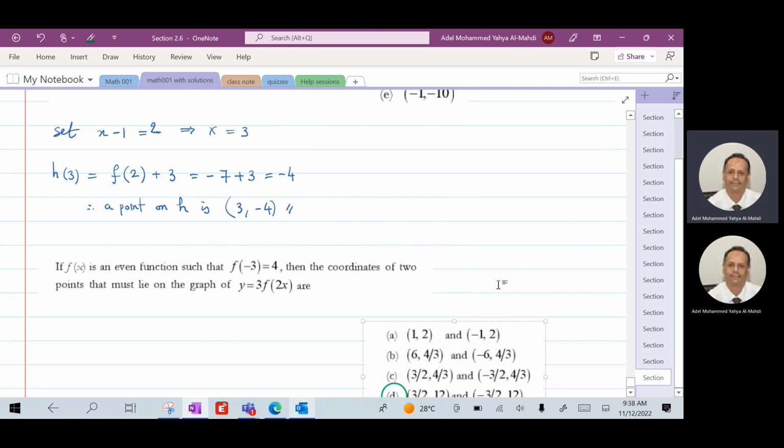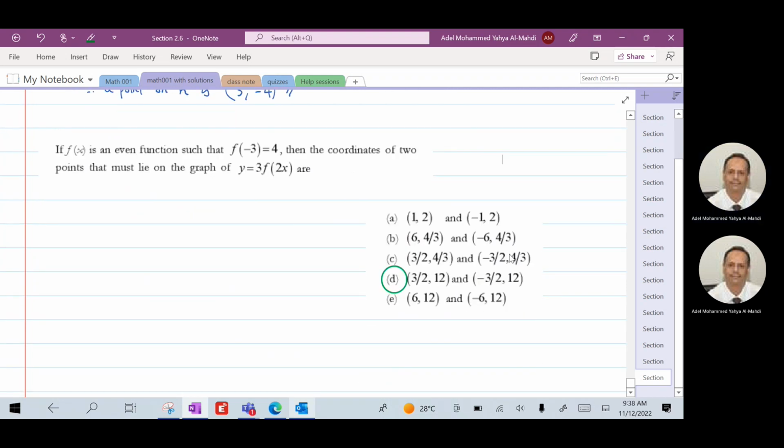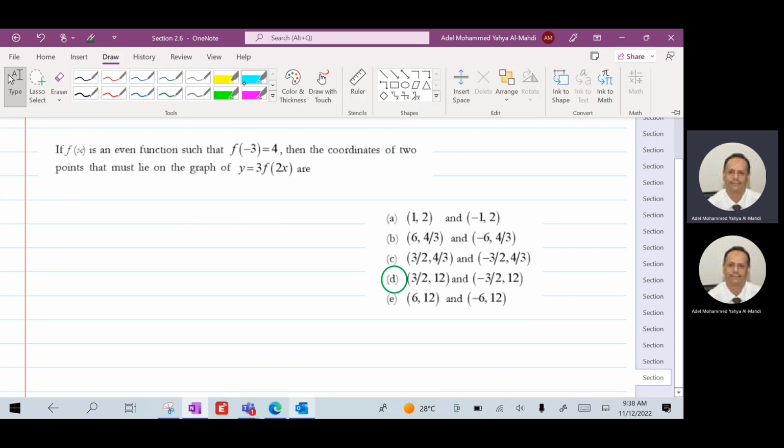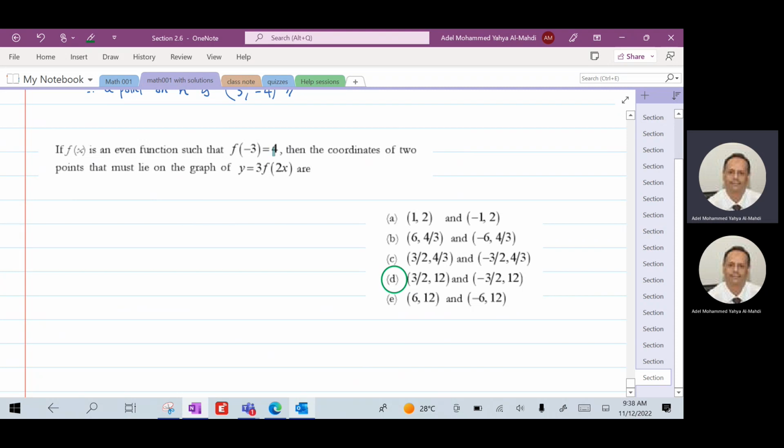This is the last question. We are given a function f, but here he asked about 2 points, not only 1 point. We are given a point over f, which is this one. We are given here f is even function. So he asked about 2 points over the graph of another function. Let us call it j.